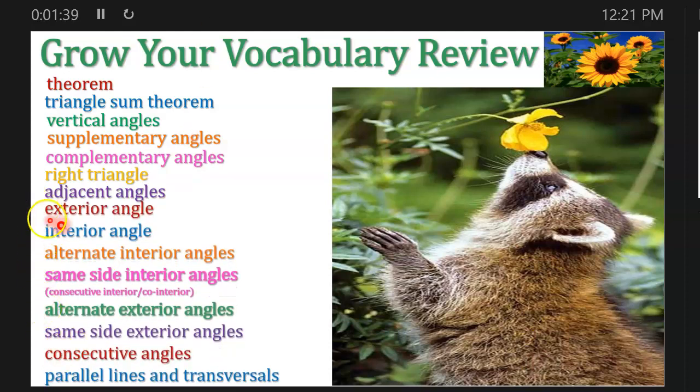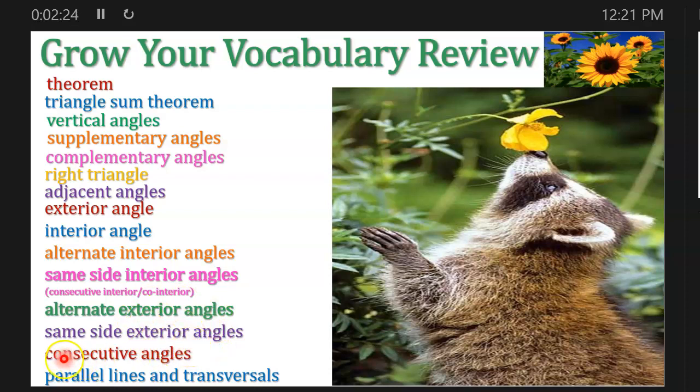Exterior and interior angles. Exterior is on the outside of something. Interior is on the inside of something. And that something could be a triangle, a square. It could be parallel lines, for instance. Alternate interior angles are those angles that are on alternate sides of the transversal, but inside of the parallel lines. Same side interior angles are on the same side of the transversal, but interior of the parallel lines. Also called consecutive interior and co-interior. Alternate exterior angles are those on the alternate side or opposite side of the transversal and exterior of the parallel lines. And then same side exterior angles are on the same side of the transversal, but exterior or outside of the parallel lines.